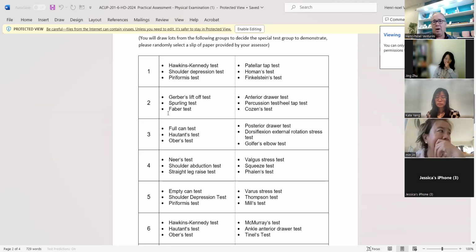You'll be drawing a number out of a hat, and I won't decide which joint you'll be doing because I think that'd be unfair. You're going to choose your own luck and pick a number.